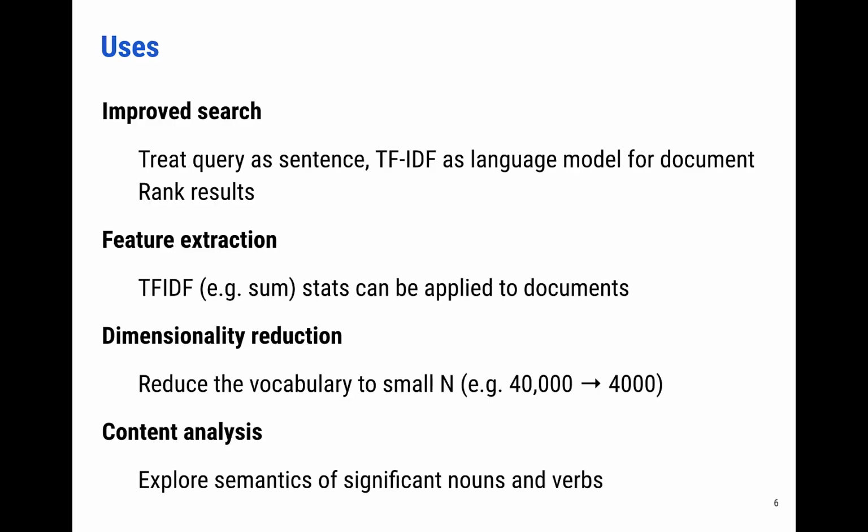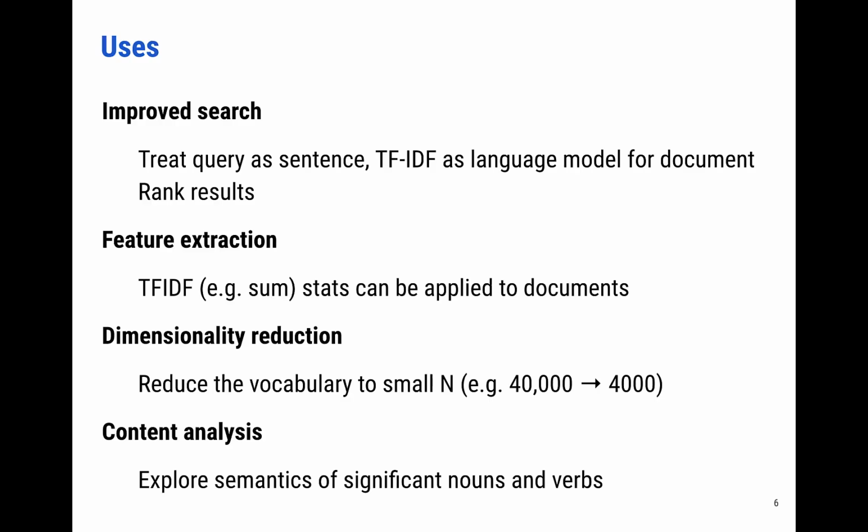So it can be used for feature extraction. You can take the sum of TF-IDF in a document, like how much significance does this document contain, as it were. You can flip it and talk about the sum of TF-IDF values for a particular word, and so you can rank words in a language model. You can also perform dimensionality reduction. So we're going to look at this too.